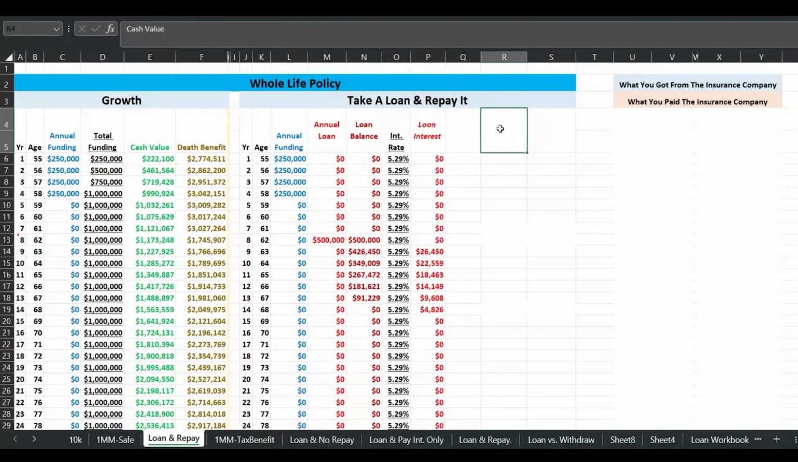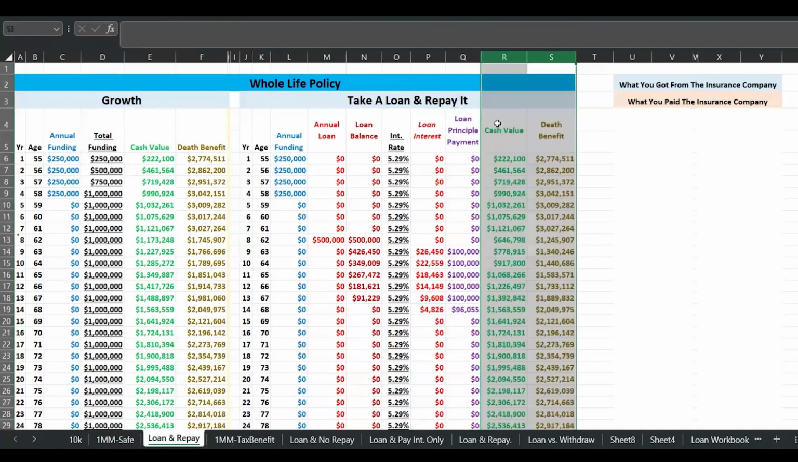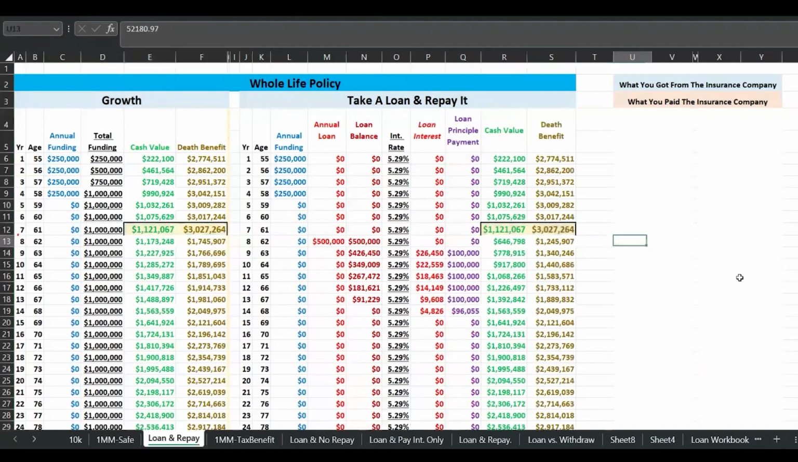Then we've got the loan interest that's accruing. And then we have our loan payments. So we have loan principal payment here. This is actually a loan payment that is being applied toward the principal and interest. And then we've got our cash value and death benefit. Okay, so here's what I want to focus on here. Let's look at year 7, which is the last year before we take a policy loan. And when we look to the left, specifically at our cash value and death benefit, what do we see? 1.12 million in cash value and just over $3 million in death benefit. When we look at the example to the right, everything is identical. Okay. Next year, we take that $500,000 loan.